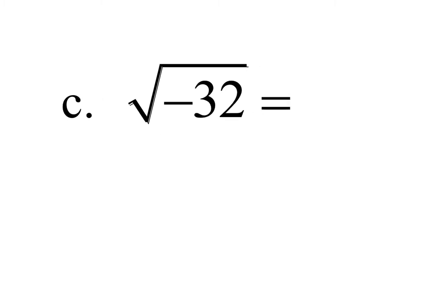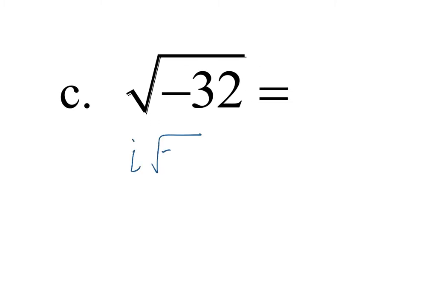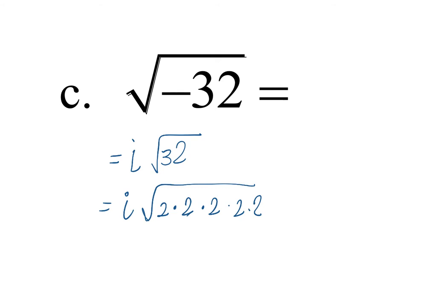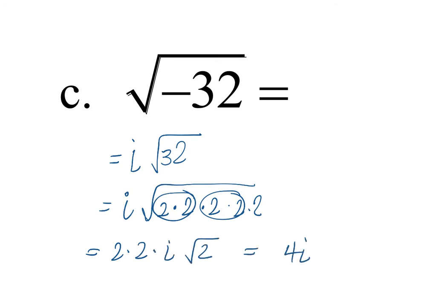So the first thing I'm going to do is call this i square root of 32. And let's see if the 32 reduces. 32 is 2 times 16, and 16 is 2 times 8, and 8 is 2 times 4, and 4 is 2 times 2. So that's 2 times 2 times i, and the square root of 2, which gives us 4i square root of 2.